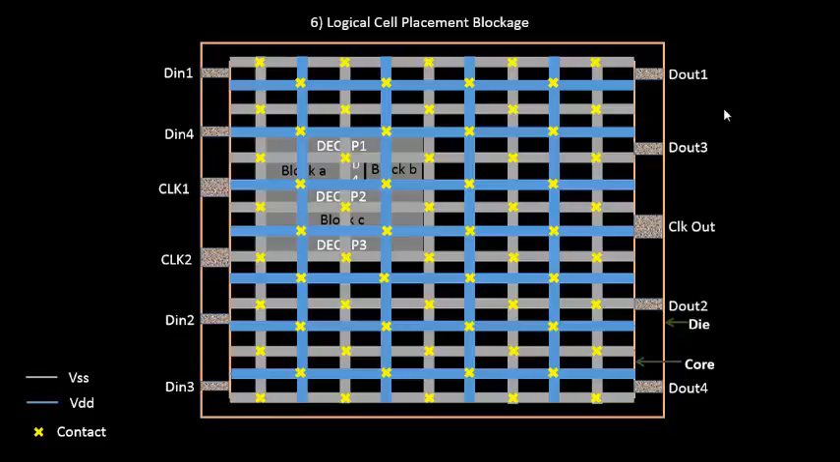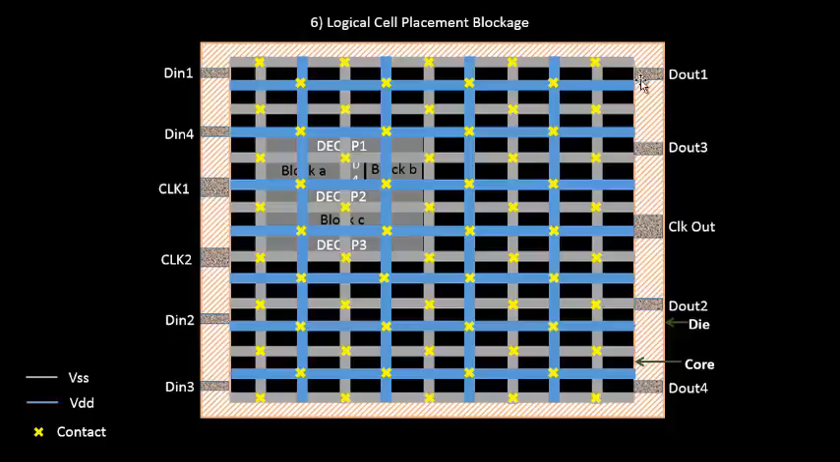Okay, and finally you have a logical cell placement blockage. What this does is this ensures there's nothing. We place a blockage in the area between the core and the die, which ensures that there will be no logic cells accidentally placed in this area, because these are only for pin accessibility. So this is the logical cell placement blockage.